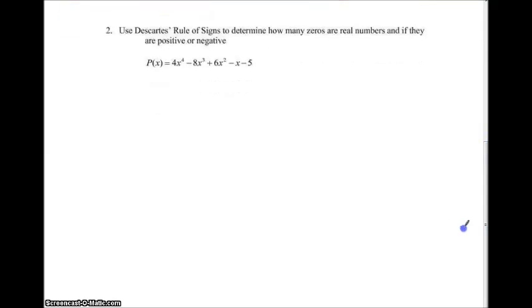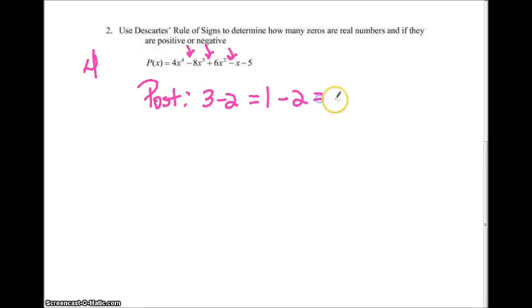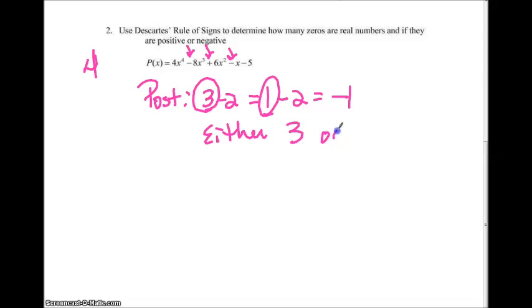Use Descartes' rule of signs to determine how many are real numbers and if they are positive or negative. Okay, well, first of all, look at your degree, and there should be 4. So we're going to look for positive first. Count your sign changes. I have a sign change here, here, here. So I'm going to say 3 minus 2 equals 1, minus 2 equals negative 1. So that's where I get to stop. I have a positive, and I have a positive. So it's either 3 or 1 positive, because those are the numbers I circled.